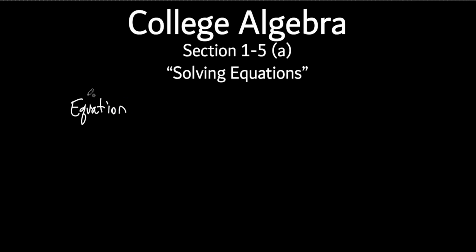What word in here do you see that you kind of know what that means? That equal, what does that mean? Equal, that's right, okay? If something is equal to something else, that's an equation. So you got to have an equal sign. So when you have an equation, you must have an equal sign.